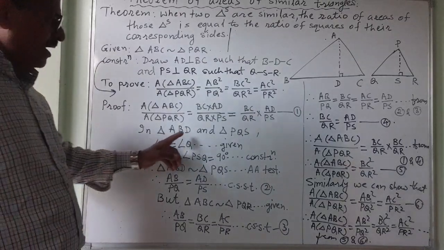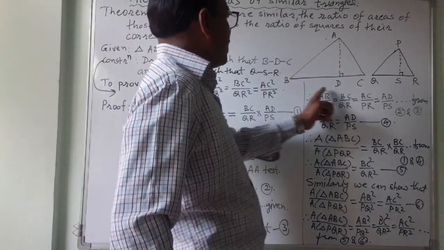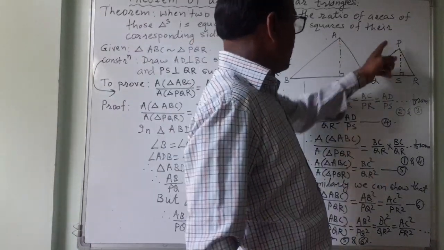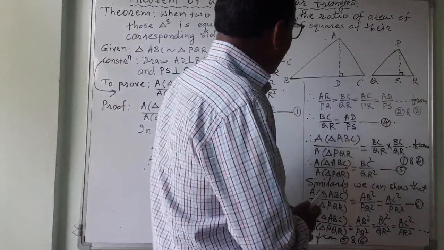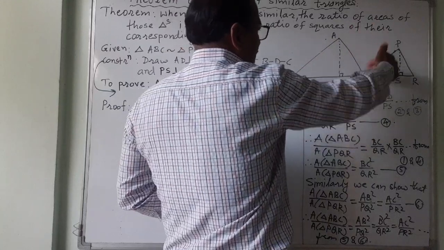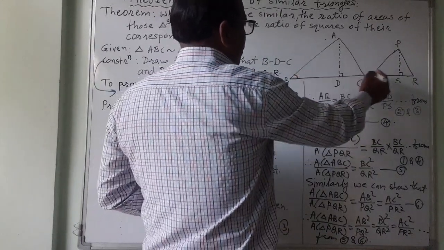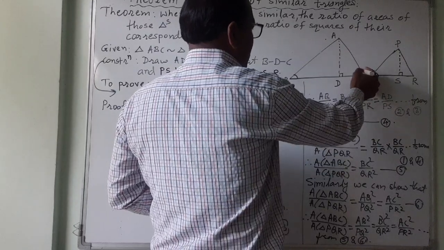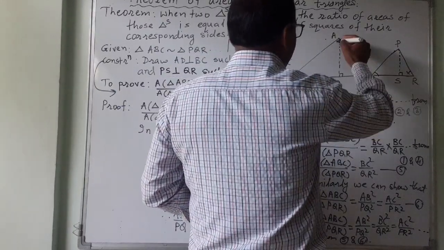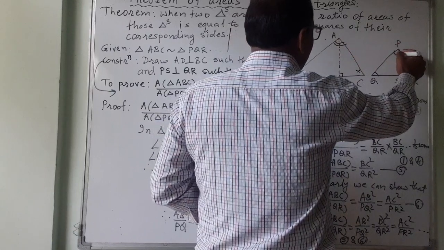In triangles ABD and PQS, as the two triangles are similar, what I know is this angle is equal to this angle is equal to this angle, and this whole angle is equal to this whole angle.